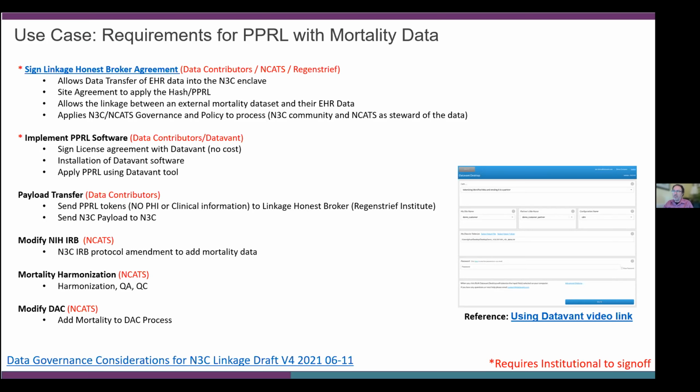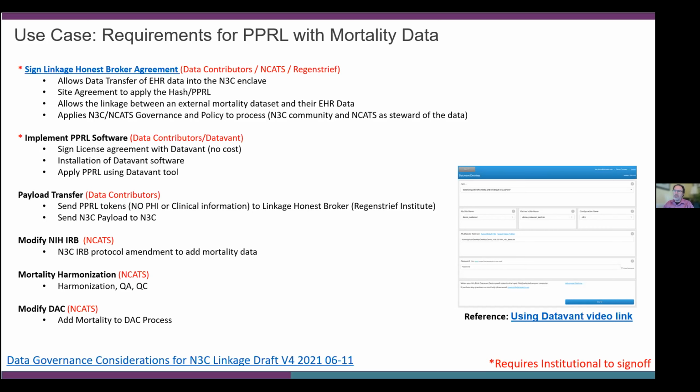Then you're going to be asked by Datavant to sign a license. We're contracting with them. There's no cost, but you as an institution have to sign this agreement to get this piece of software because it's a private company. And so I just don't want people to be surprised that there's two things you're signing. And if your institutional official comes to you and says, what the heck is this? Say, oh, this is the software that puts the number, the PPRL, on our data.